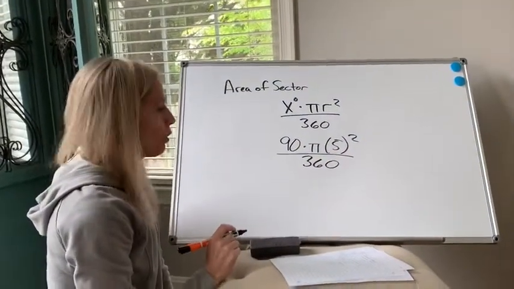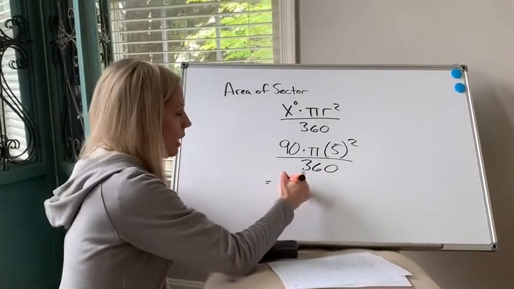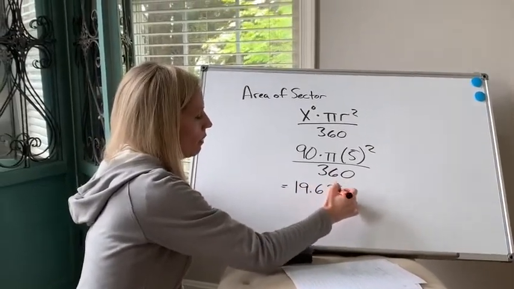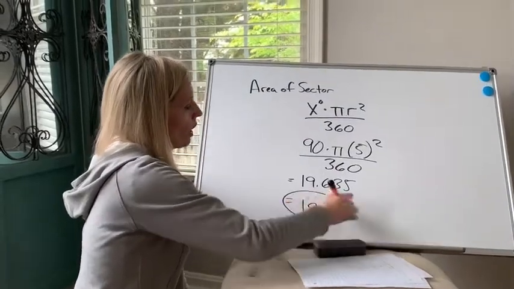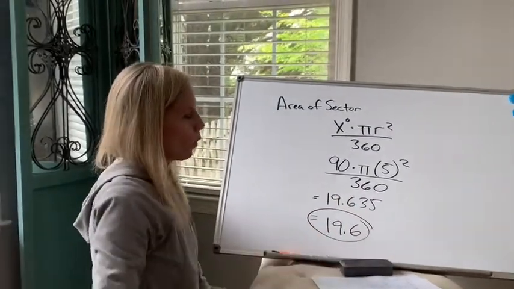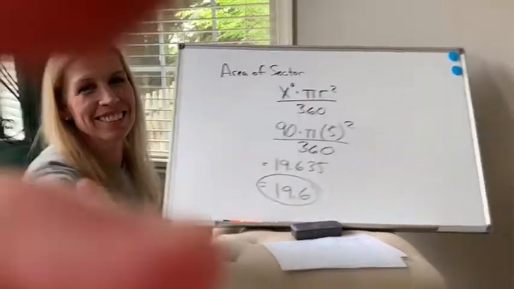So we put in our formula, and that ends up being 19.635, which I think the answer is to the nearest tenth. So that would be 19.6.